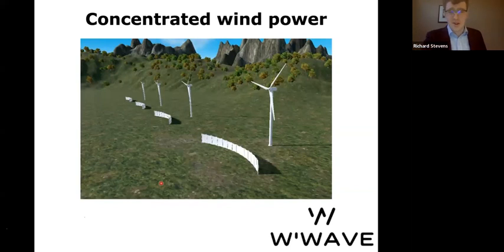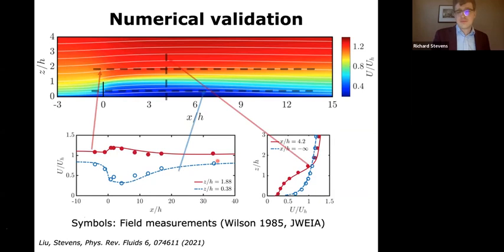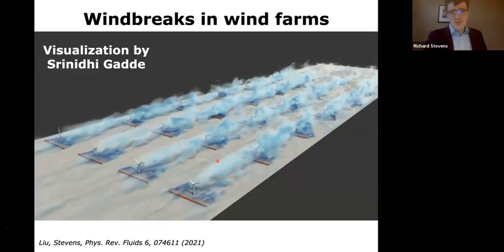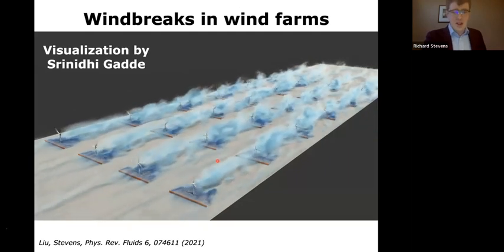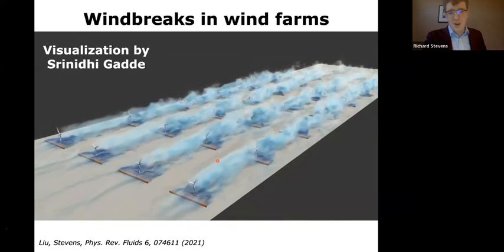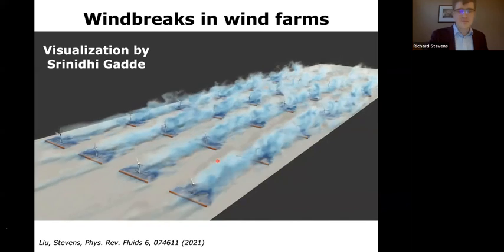It's actually a concept that's also tested by companies, which allows you to have a local speed-up into the turbine, which is validated against the field measurement data here. And then this creates this local speed-up of the flow into these turbine planes, and this is benefiting these turbines.